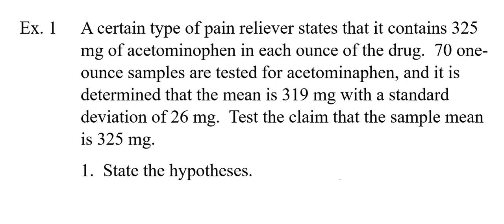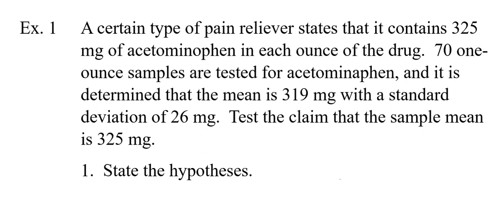So this says a certain type of pain reliever states that it contains 325 milligrams of acetaminophen in each ounce of the drug. Ladies and gentlemen, this is a fancy way of saying Tylenol has 325 milligrams of active ingredients in each pill. Okay? Now, every company, including Tylenol, tests their products to see if this is true. So they take 70 1-ounce samples, so 70 pills, and test to see how much acetaminophen it has. And they find that the average is actually about 319 with a standard deviation of 25.